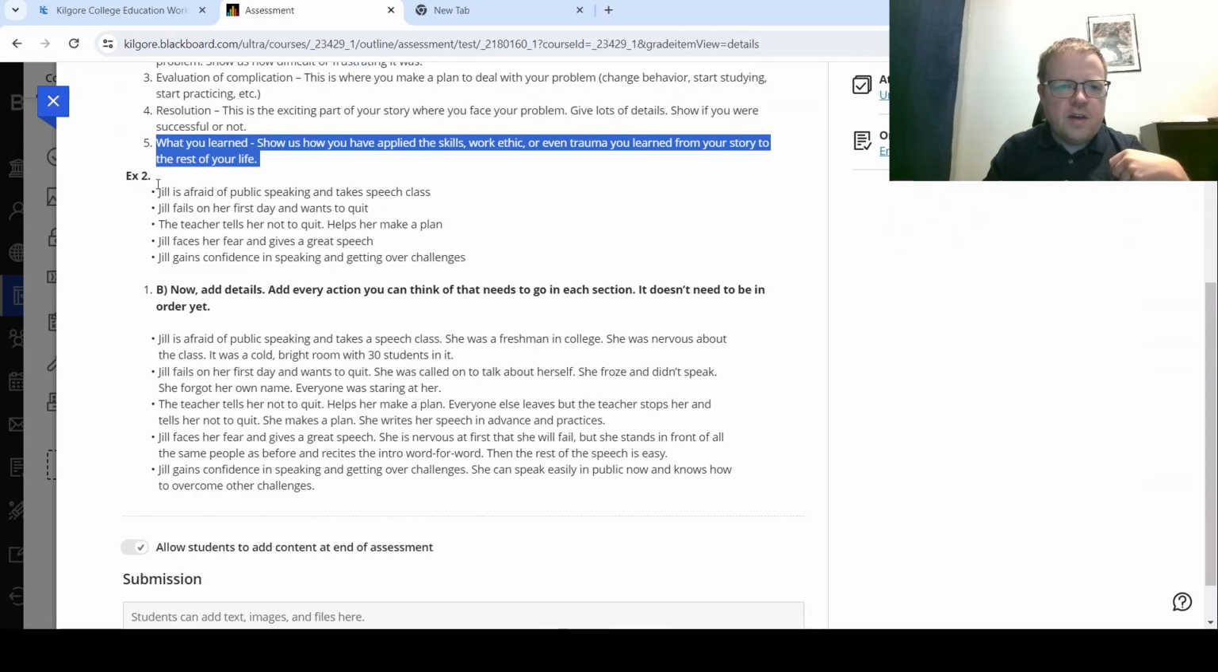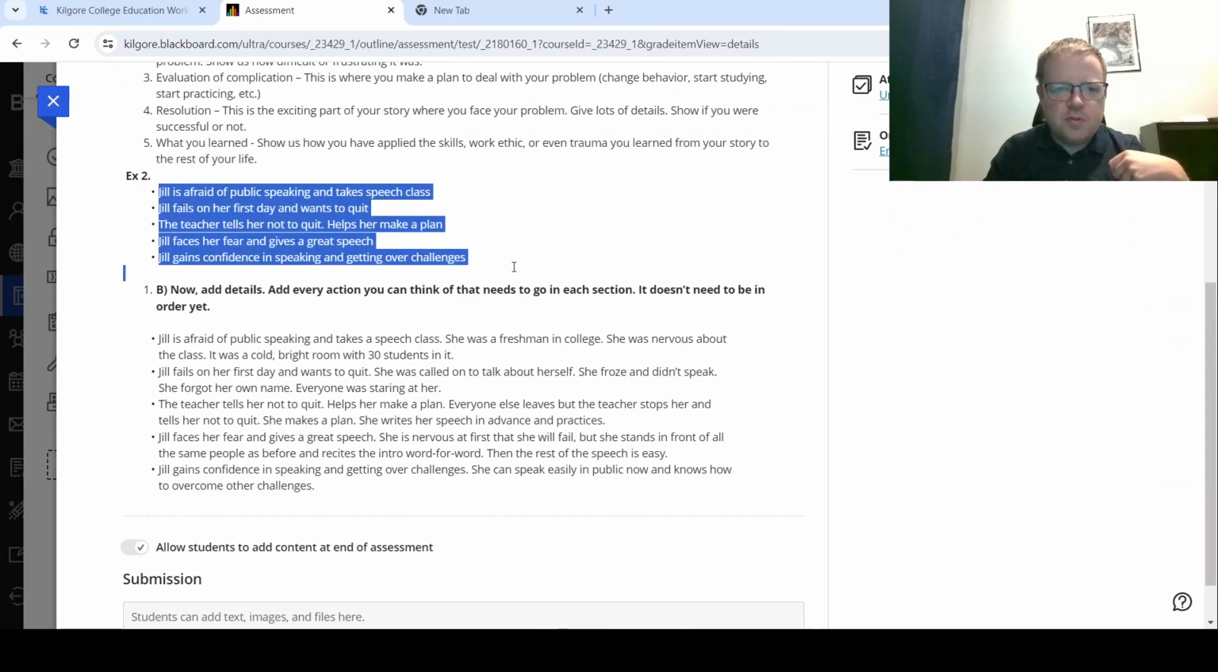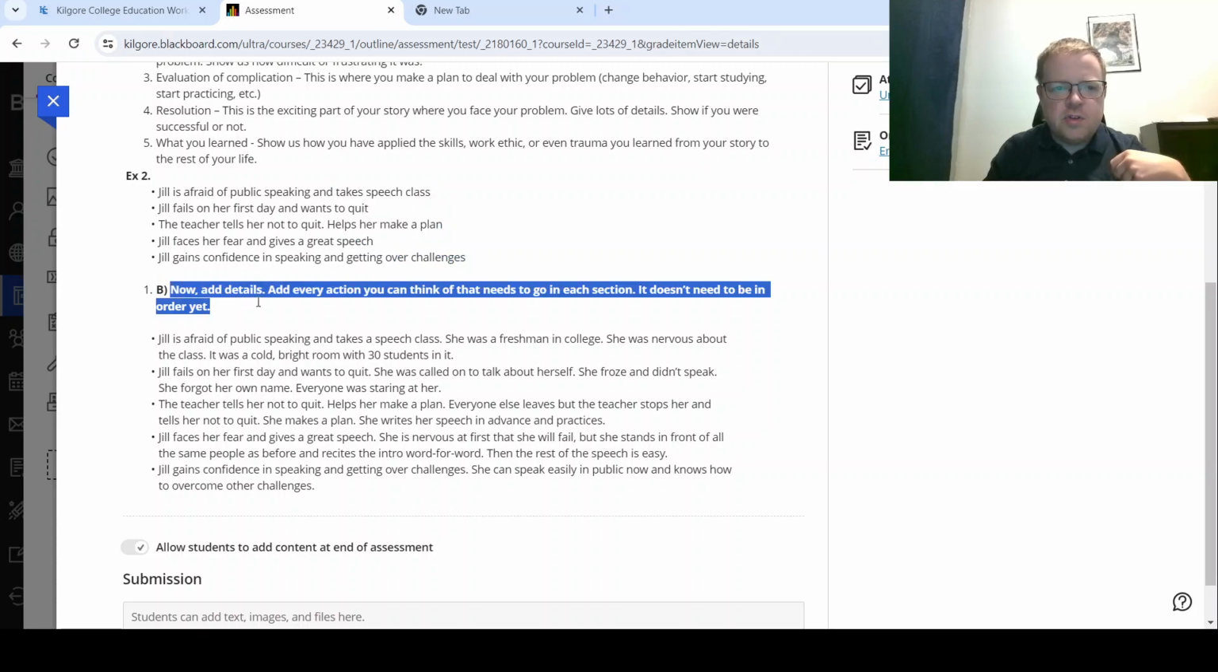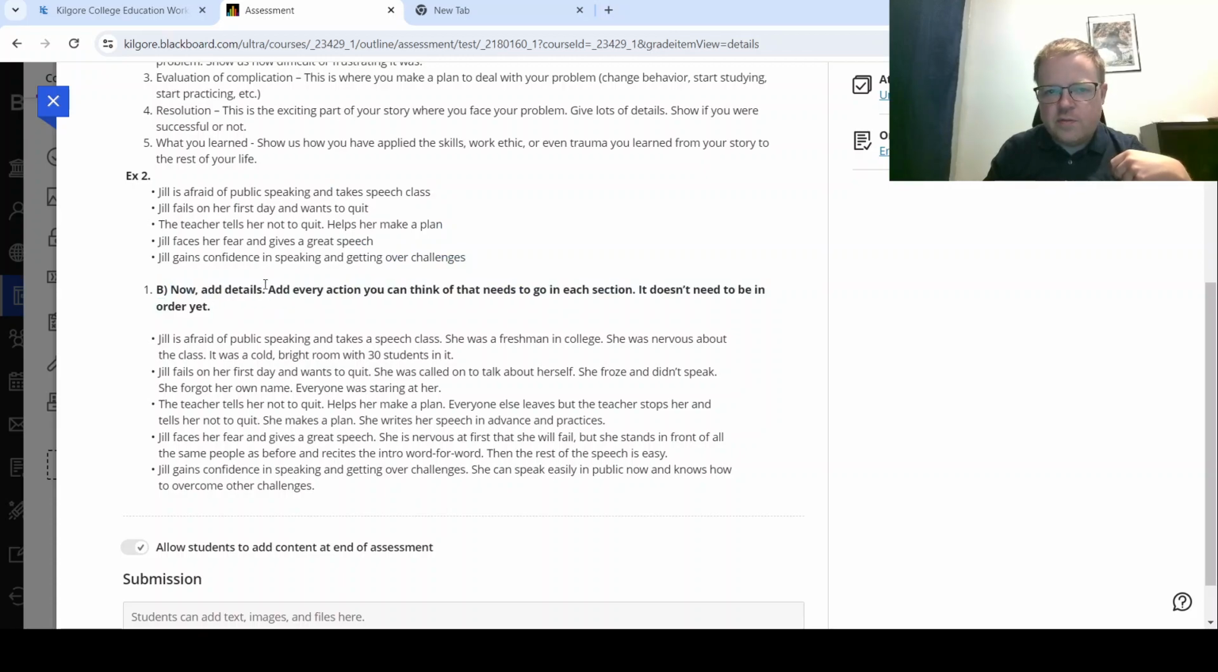So here I have an outline from one of the actual papers. You can look over that. And then next you're going to add details. So for every action you can think of that needs to go in this section, it doesn't need to be in order yet, but just everything that you can think of about the setting, the people that were there, how you felt, how you acted.